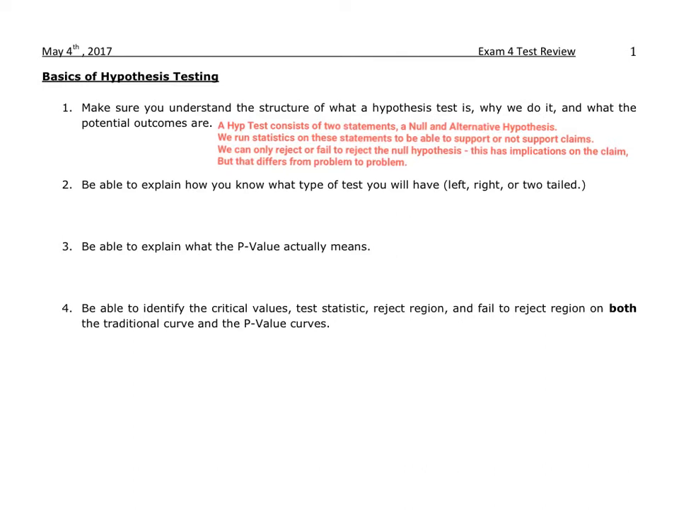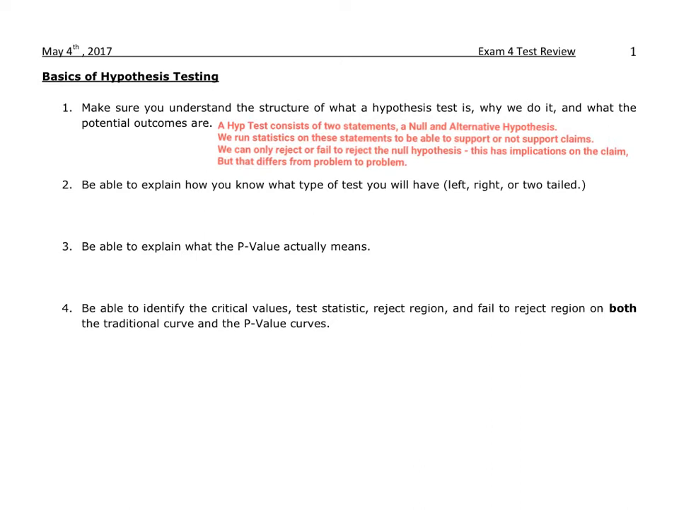We run statistics on these two statements to be able to support or not support claims. Notice I didn't say fail. You're supporting or not supporting claims. Now, that sounds different than the outcomes of the hypothesis test. The outcomes are either reject or fail to reject the null hypothesis. That then has implications on the claim.